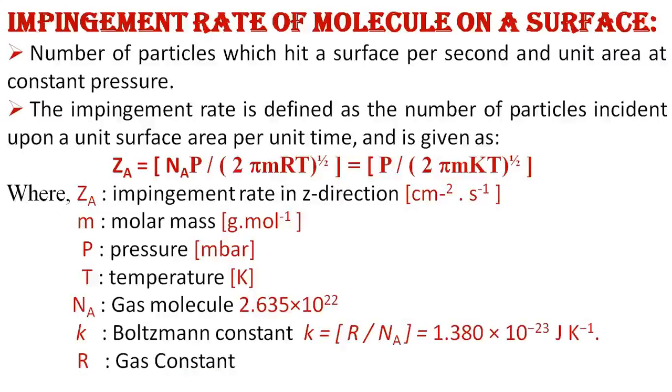Here Z is the impingement rate in the Z direction, per centimeter square per second. M is the molar mass in gram, P is the pressure, T is the temperature in K, and N is the gas molecule number. K is the Boltzmann constant, K is equal to R upon NA, equal to 1.380 into 10 raised to minus 23 joule per K. So that is the impingement rate of molecules on the surface: an estimate of the number of particles incident upon a unit surface.